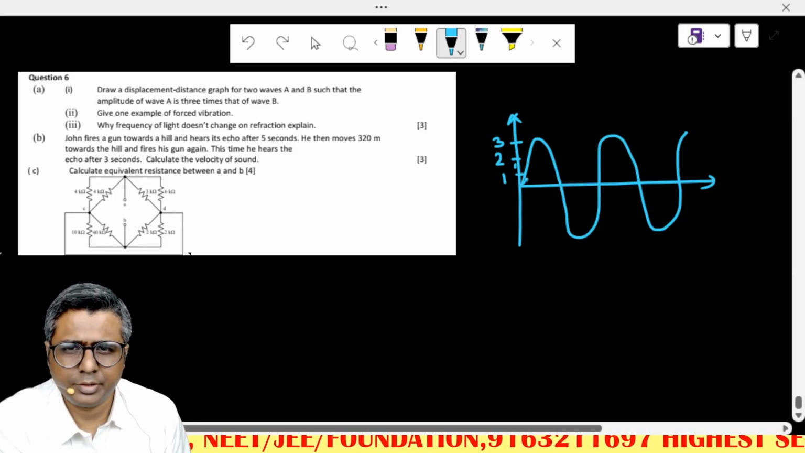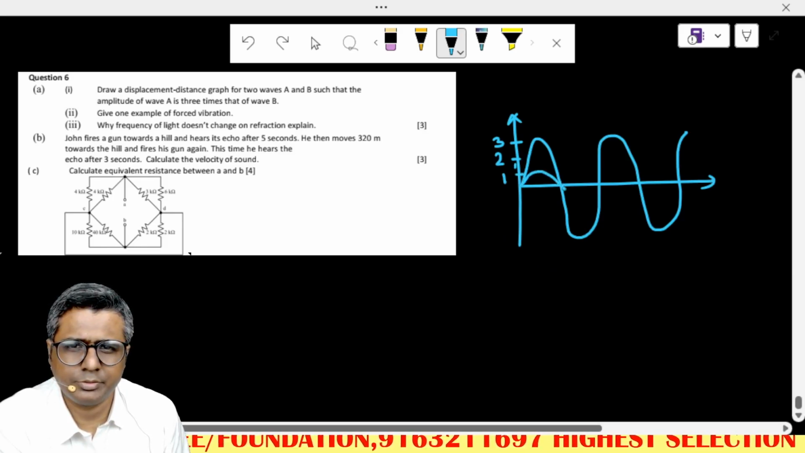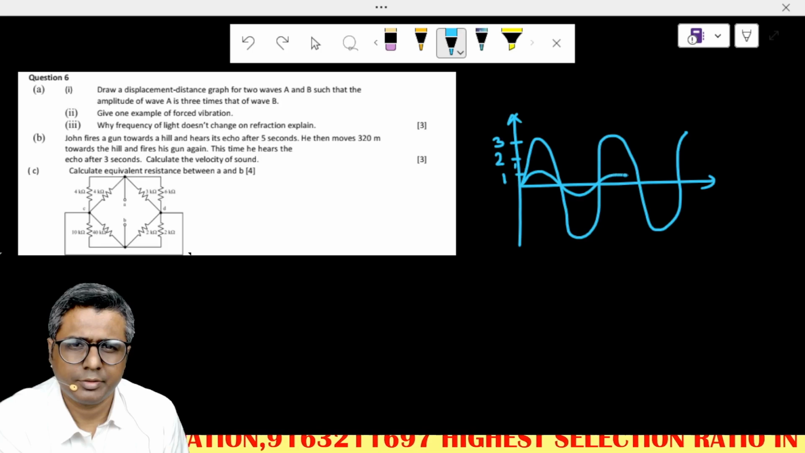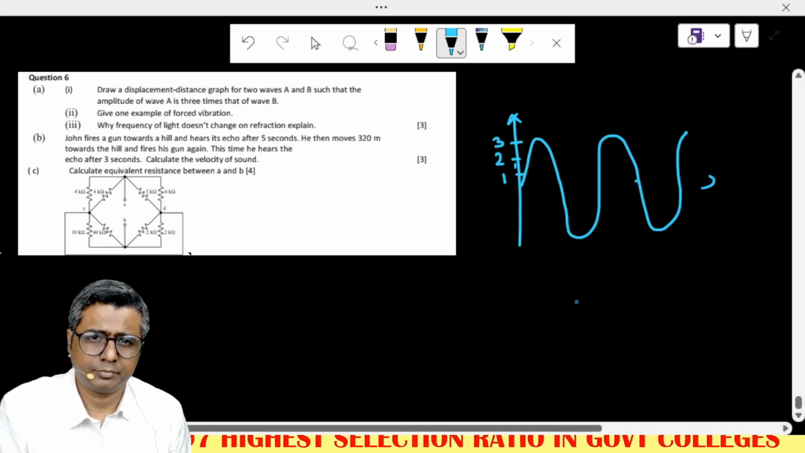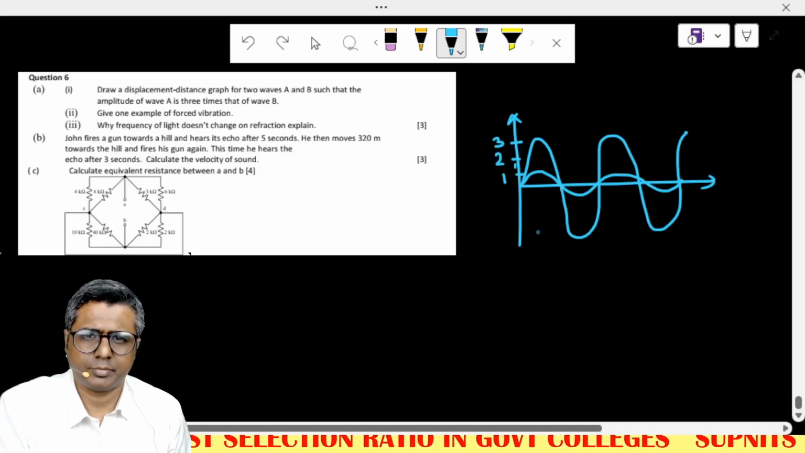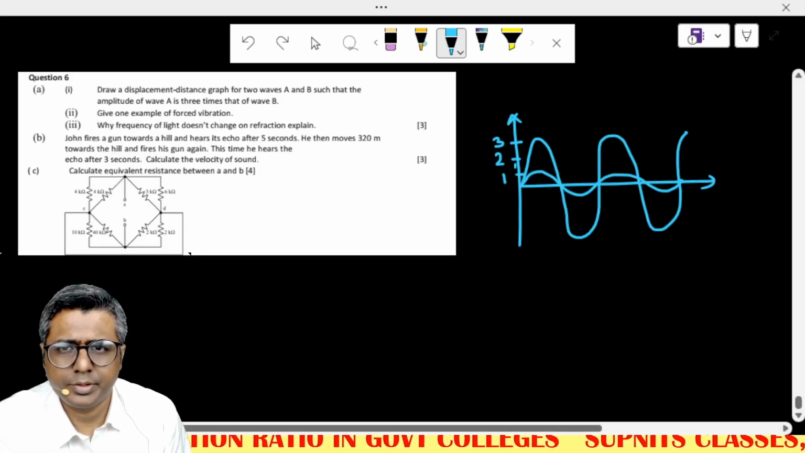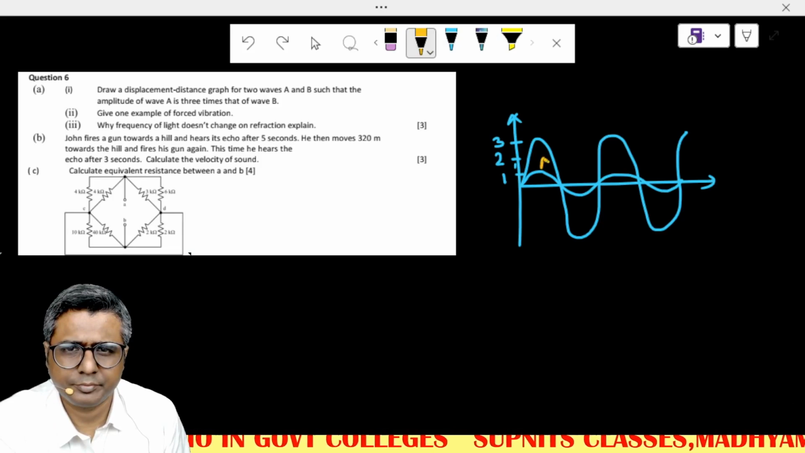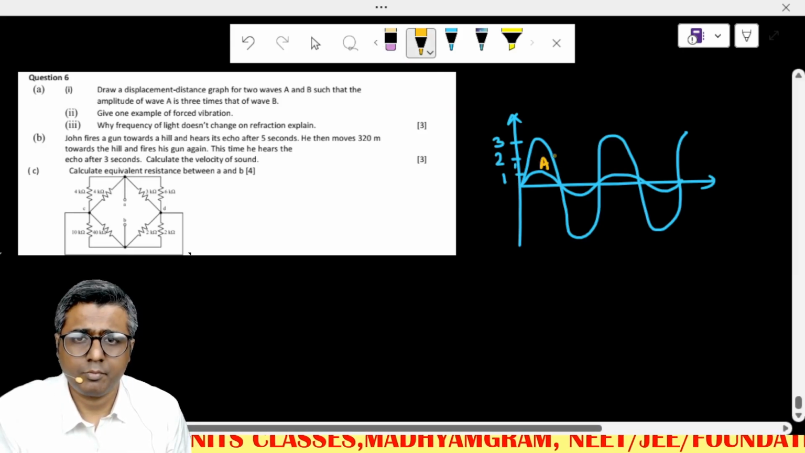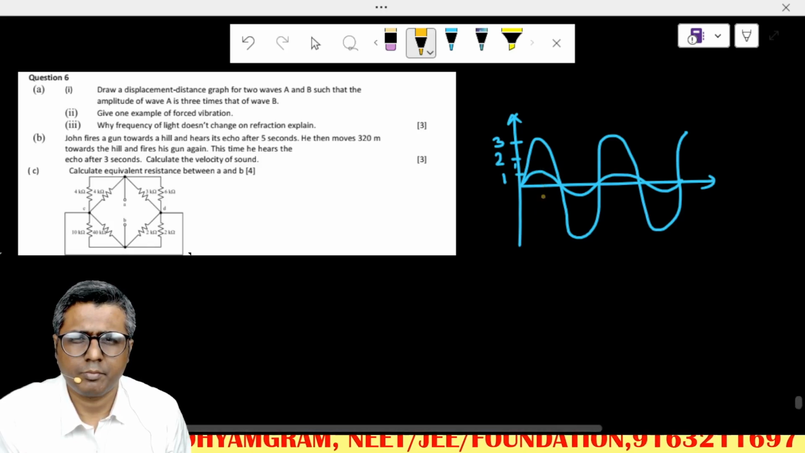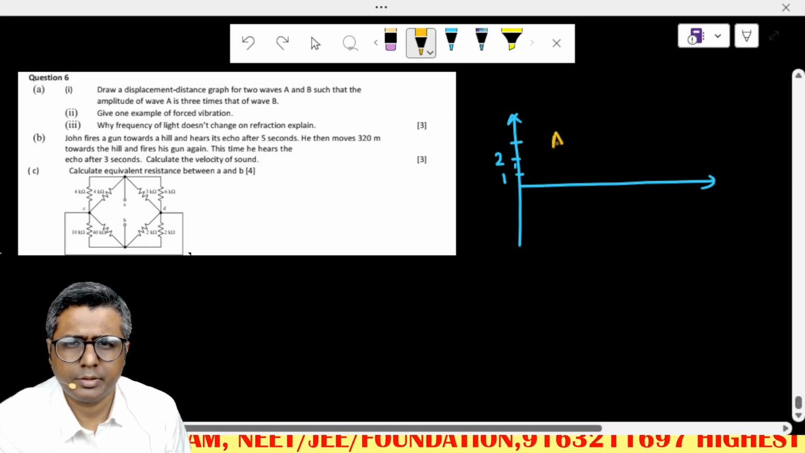And the other one has a much lesser amplitude, that is this one. So this is A and this is B. A is 3 times. So this is A, I think.